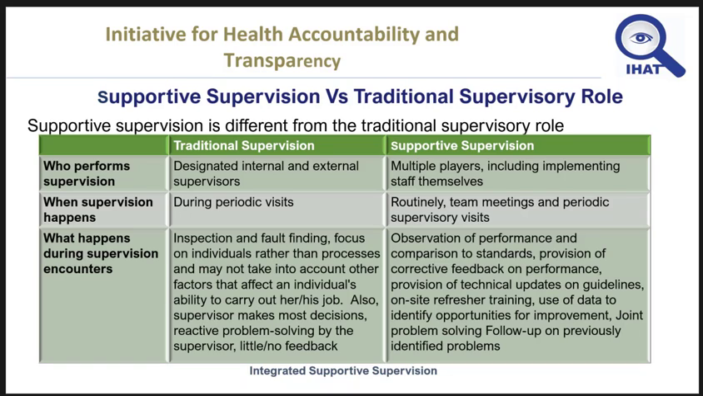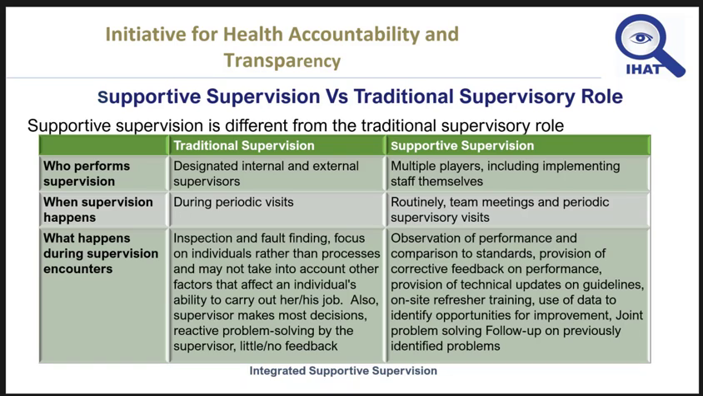Looking at what happens during the supervision encounters, traditional supervision has to do with inspection and fault finding, and the focus is on individuals rather than on the processes, and may not take into account other factors that affect an individual's ability to carry out his or her own job. In the traditional supervisory process, the supervisor makes most of the decisions, and they are usually reactive to problem solving by the supervisor. There is little or no feedback from the supervisor.